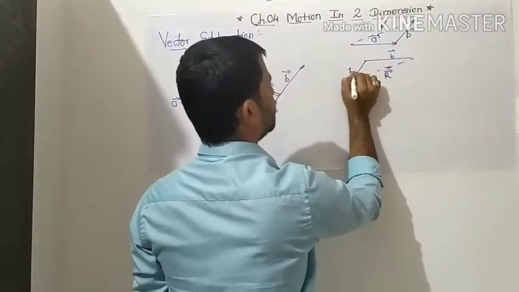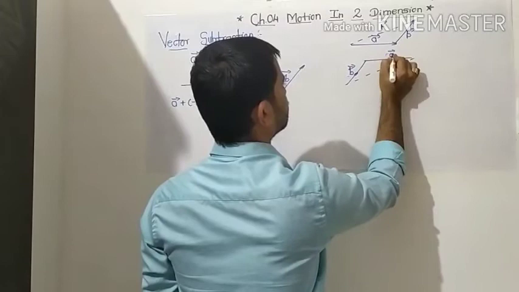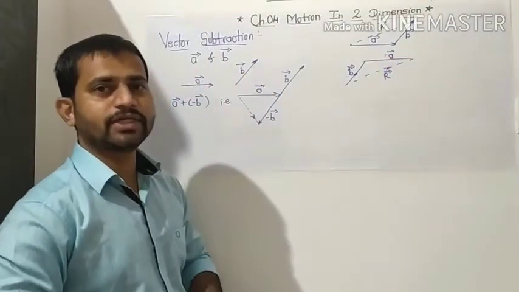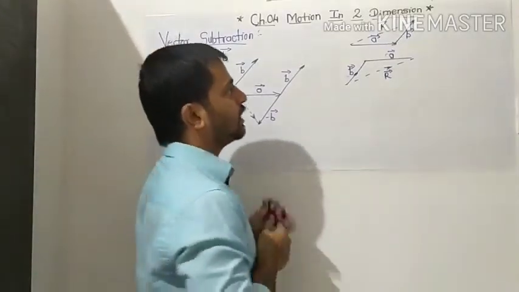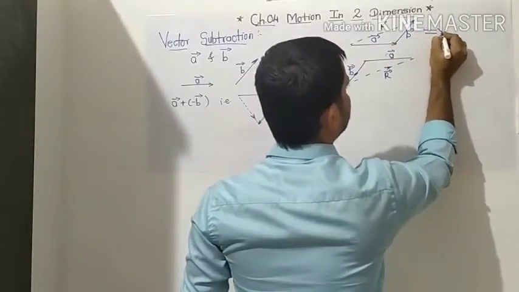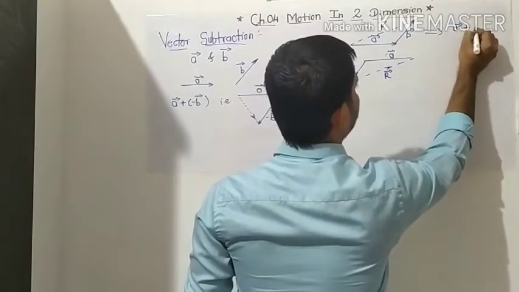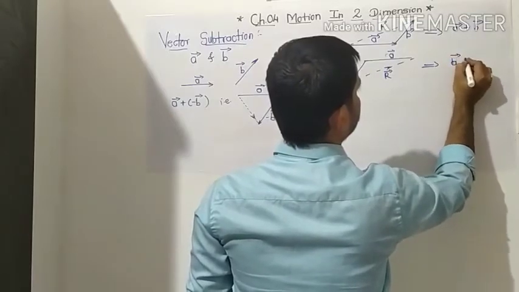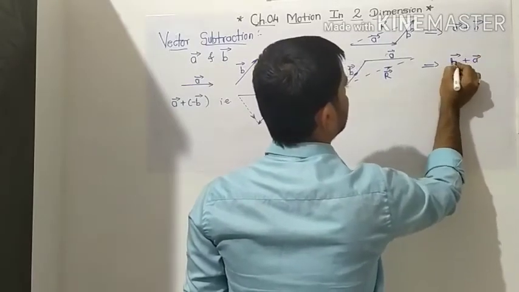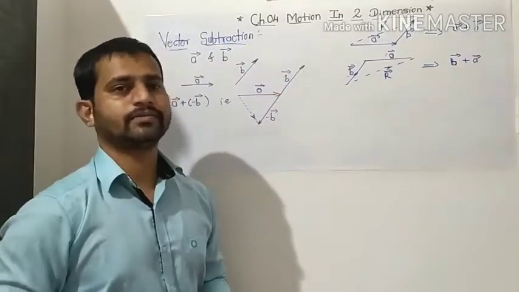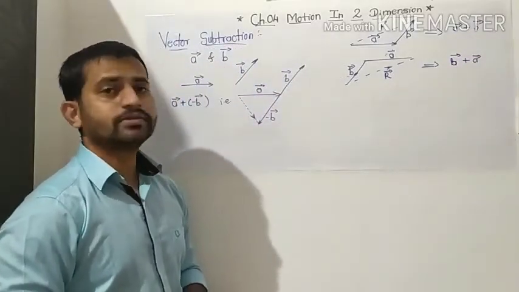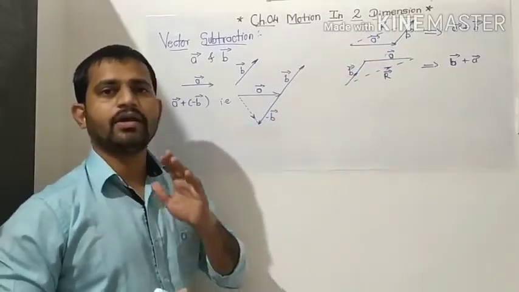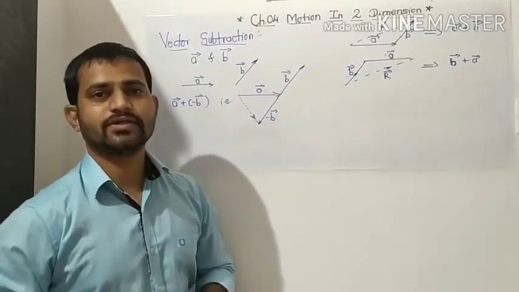Okay, sorry, this is the B and this is the A. So we check the magnitude of the resultant by changing the order. This is the triangle for A plus B, and this is for B plus A. Then in that case we can see that the magnitude of these two vectors is the same, and also the direction of the resultant is also the same.